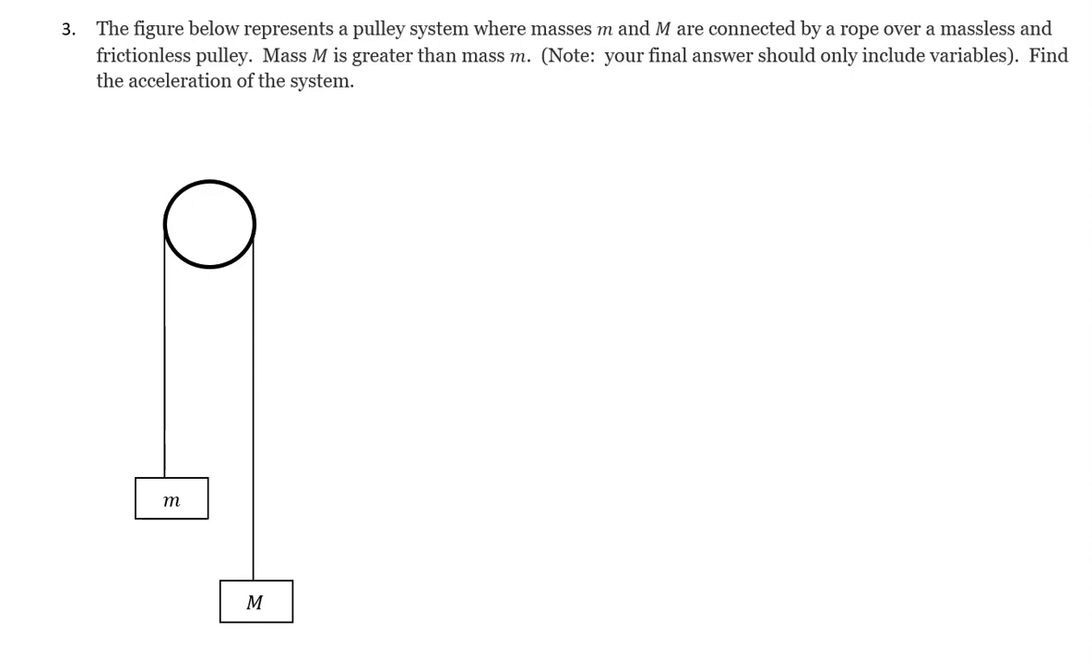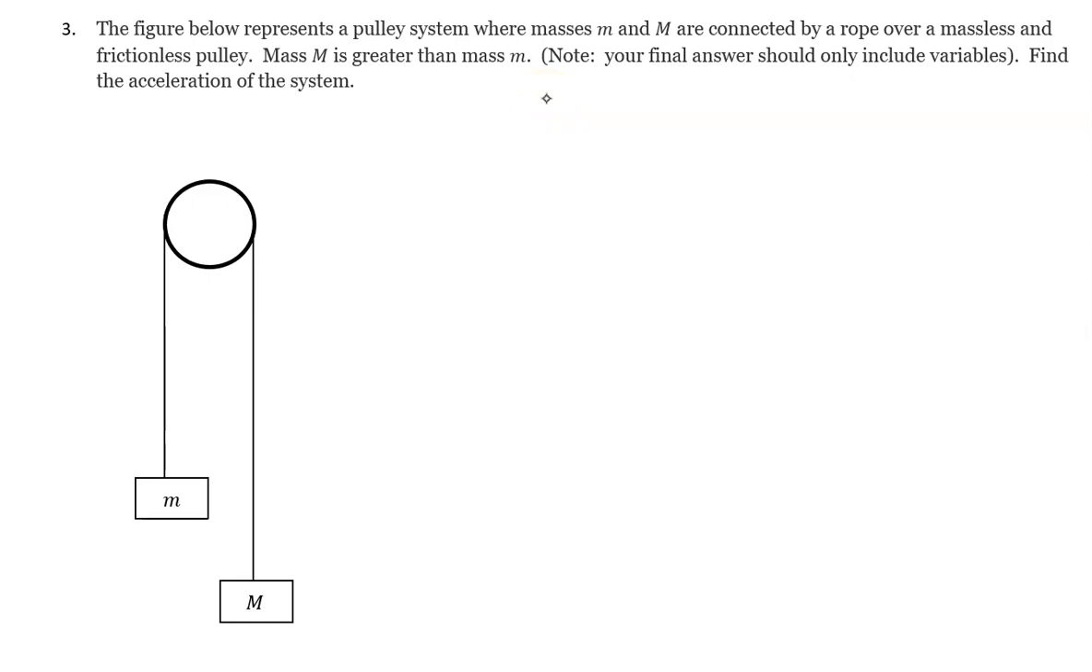Okay, so we're going to go ahead and solve another fun pulley problem. The figure below represents a pulley system where masses little m and big M are connected by a rope over a massless and frictionless pulley. Mass M is greater than mass m. Note, your final answer should only include variables. Find the acceleration of the system.